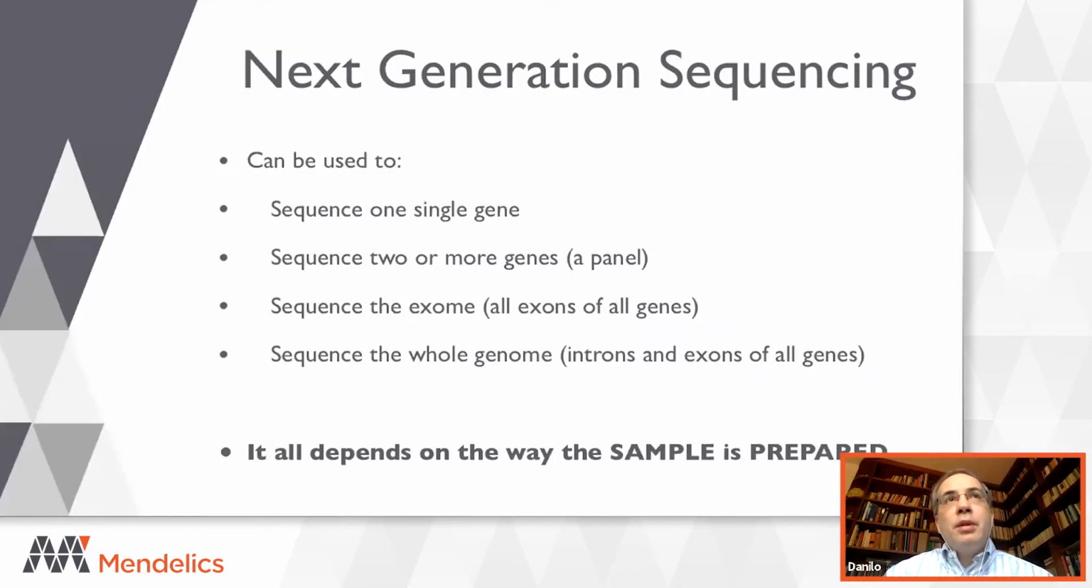So next generation sequencing can be used to sequence only one single gene, sequence 2 or more genes, and that is what constitutes a panel, sequencing the whole exome, all exons of all genes, and sequencing the whole genome, introns and exons of all genes. And the difference between exome and whole genome is that exome doesn't sequence non-coding DNA, and whole genome sequences the coding and non-coding DNA. But it all depends on the way the sample is prepared.